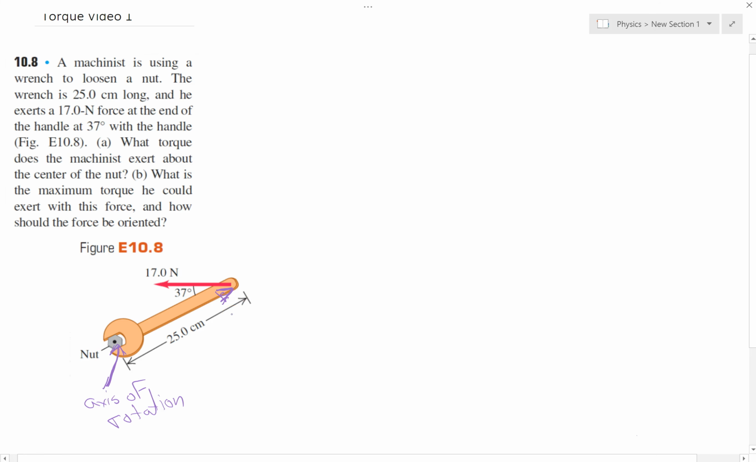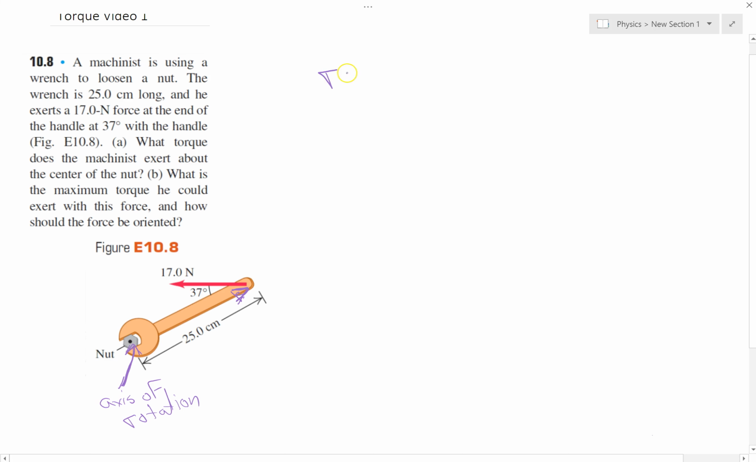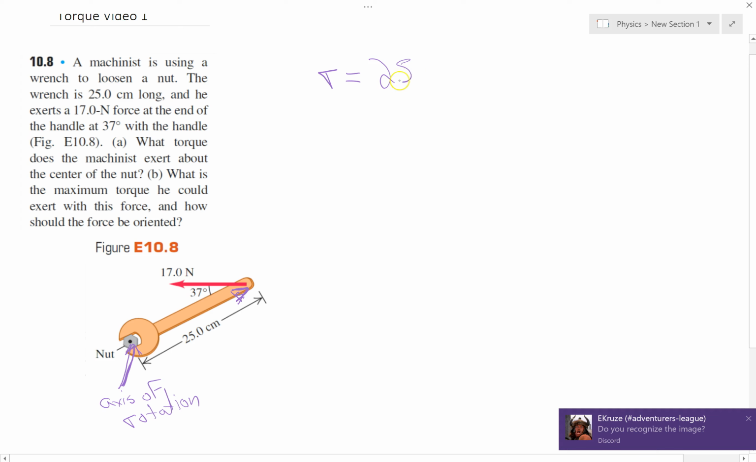Let's list out our variables. We know R is our lever arm, and that's going to be the 25 centimeters that it goes from the nut to the end of the wrench. Now 25 centimeters is not exactly the unit that we want to use. The SI unit for distances is meters, and we know that centi means hundredth, so there are 100 centimeters in a meter, so this is going to be 0.25 meters.